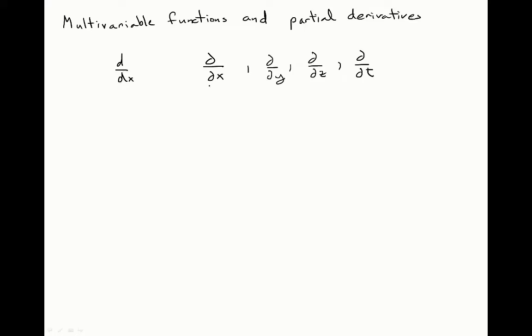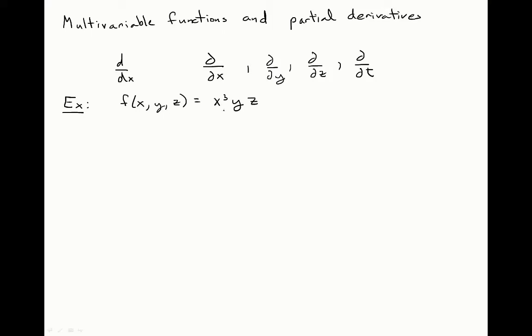It's really important when you have a function of multiple variables that you specify which variable you're taking the derivative with respect to. And when you're doing that, you just use this delta instead of this d. So we have del dx, del dy, del dz, del dt. So the letter tells you which derivative to take, and you leave the other variables alone and treat them as constants when you're taking those derivatives. Let's look at an example.